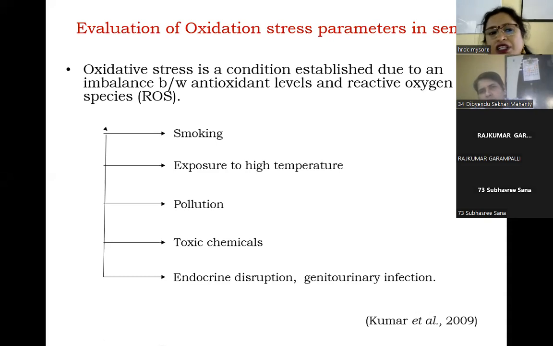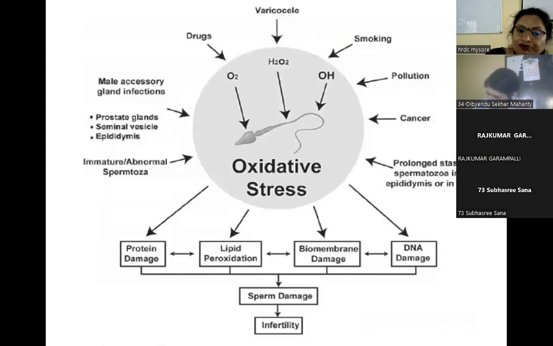And what are the causes of this oxidative stress? It could be habits like smoking or exposure to high temperature, pollution. It could be any kind of pollution, toxic chemicals, endocrine disruptors. I told you bisphenol is an endocrine disruptor. There is always competition for bisphenol with the testosterone receptor. It is an analog, and thereby it will bind to the testosterone receptor. Thereby testosterone cannot bind to that receptor, and that is an endocrine disruptor. And these are some of the factors which cause oxidative stress.